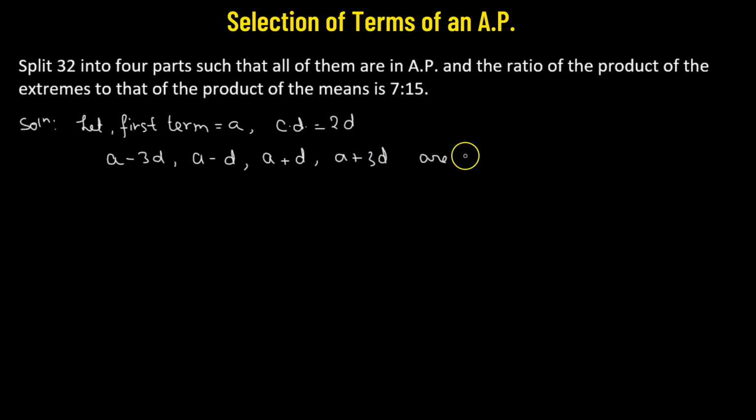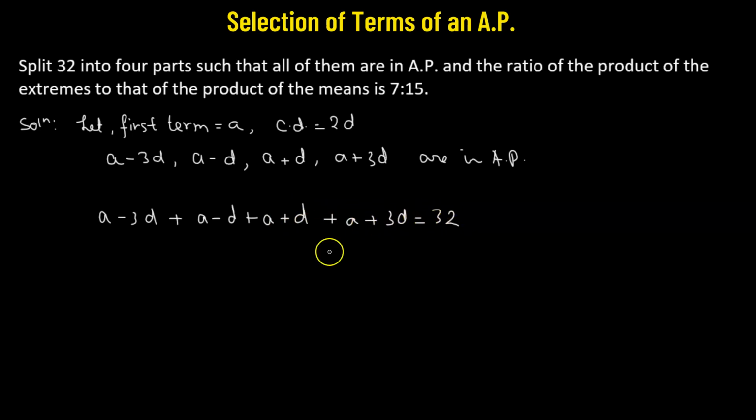These 4 numbers are in arithmetic progression, and we'll assume that these are the 4 numbers which have been formed by splitting 32 into 4 parts. So that means if we add all of them, a minus 3d plus a minus d plus a plus d plus a plus 3d, then this value will be equal to 32. Now here we can see that negative 3d, positive 3d, negative d and positive d cancel out, and this leaves us with 4 times a equals 32. So we have a equals 32 over 4, that's 8. So we have now obtained the value of our first term.